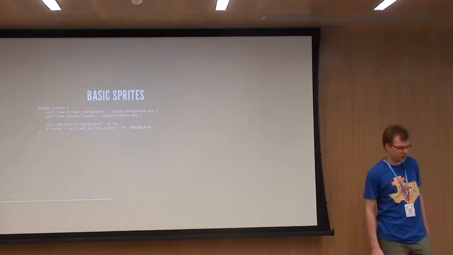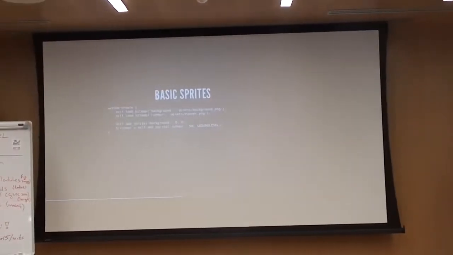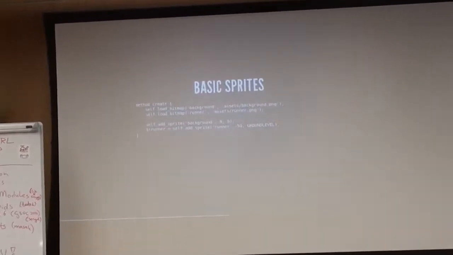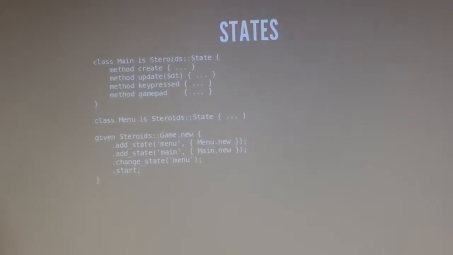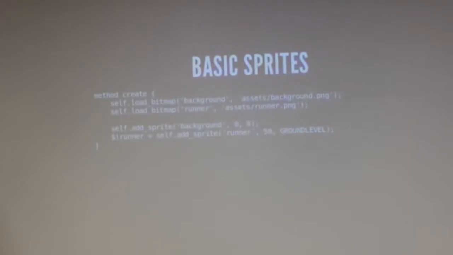So what you can do is you can create sprites. In the create method, which is one of the 2 that you absolutely need, create and update, everything else is basically optional. So in create you load assets from disk, from files. It supports JPEGs, PNGs, whatever SDL image supports. That's quite a lot of things. And you can put them on screen at specified positions. It's the most basic stuff you can do.